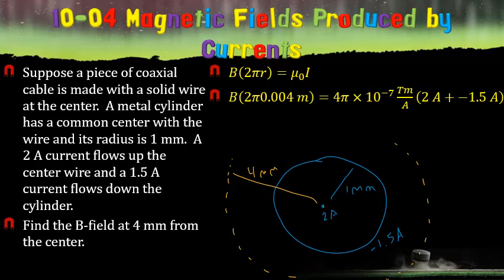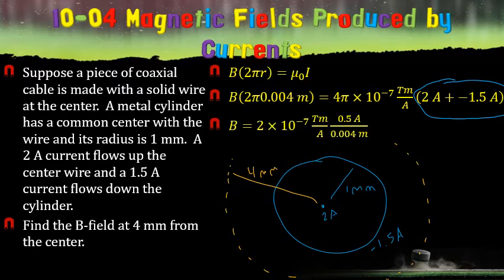Mu 0 is 4 pi times 10 to the negative 7. And then the currents are all the currents inside of my circle. Well, that's both of them. So I have to have both my currents. So we divide and we get that, which comes out to be 2.5 times 10 to the negative 5 Teslas.